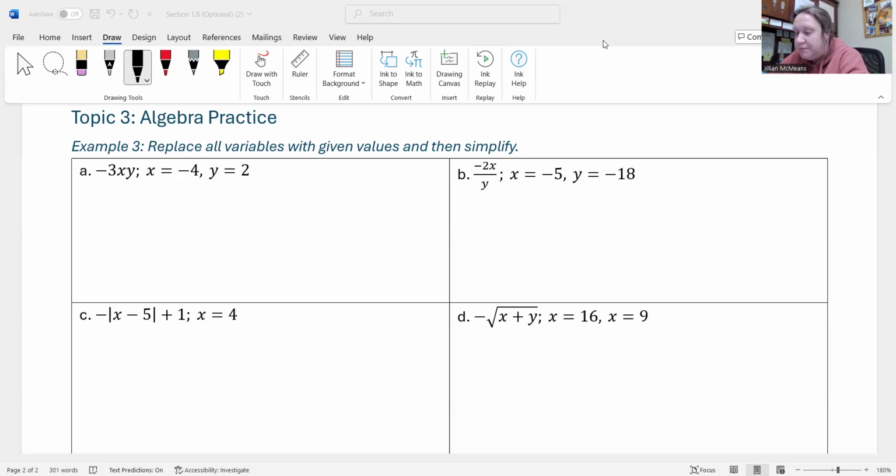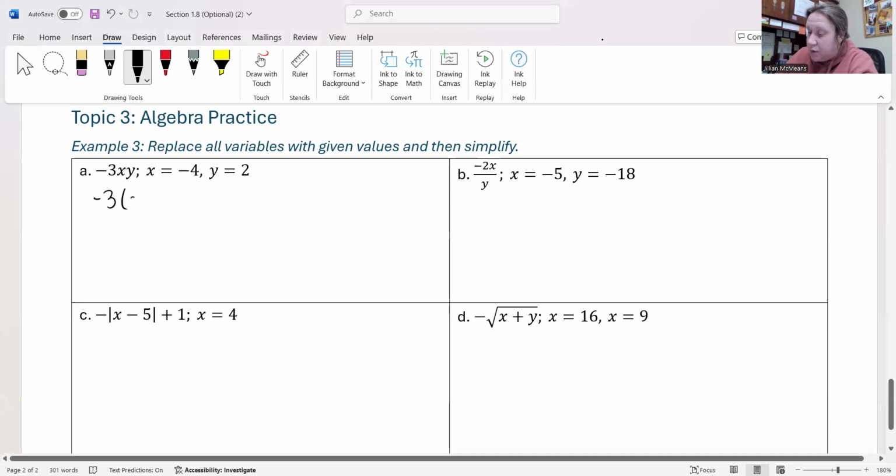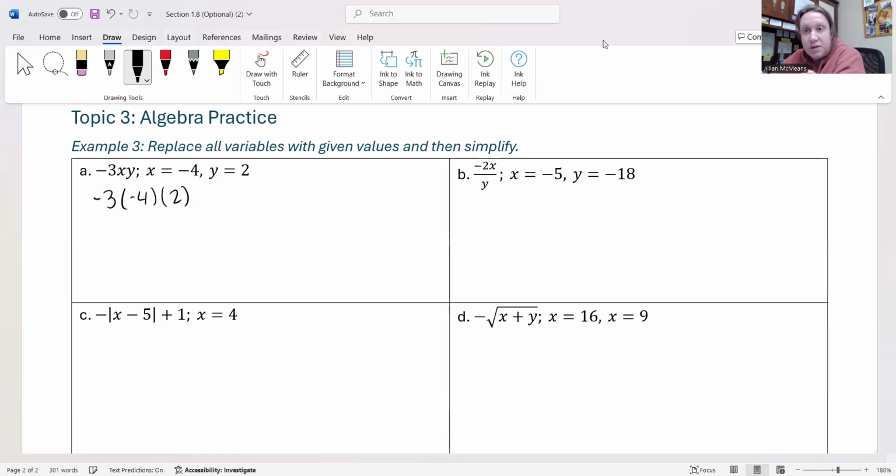in the next chapter. So for part A, we have -3 times x times y, and we're told that x is -4 and y is 2. So we get -3 times x, which we know is -4, times y, which we know is 2. And now we just want to simplify this. So we're going to use what we've learned about multiplying with positives and negatives.